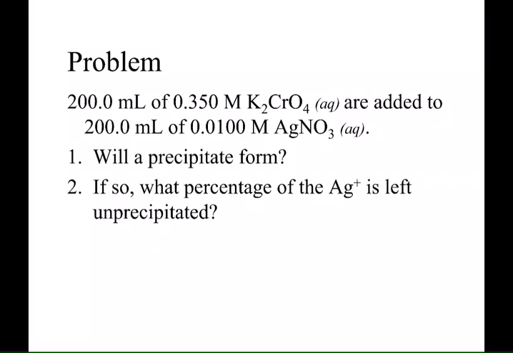So we're still talking about insoluble salts, and in this case we have 2 salt solutions, and we're going to mix them together. One of the catches here is to picture that we're taking 200 milliliters of this and 200 milliliters of this and putting them together, and then what's our total volume? 400 mL. So we're going to see if a precipitate would form, and if a precipitate does form, there's a follow-up question.